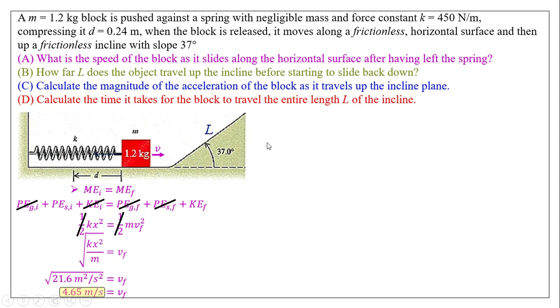So here's the length of the ramp. Well, it says "before sliding back down," which implies that at some point the box is going to have to come to a stop before it changes direction. So that is an important condition. So let's go ahead and crack out part B.